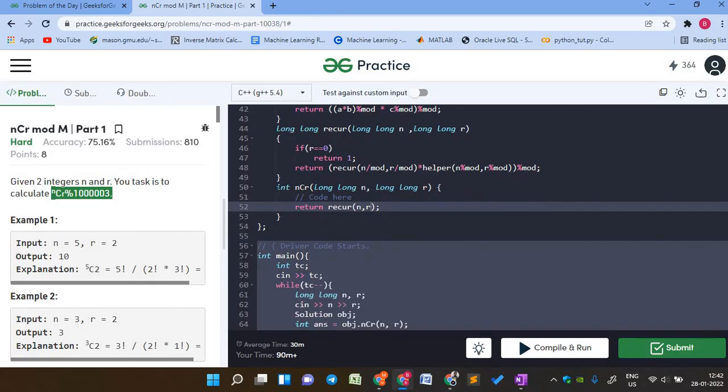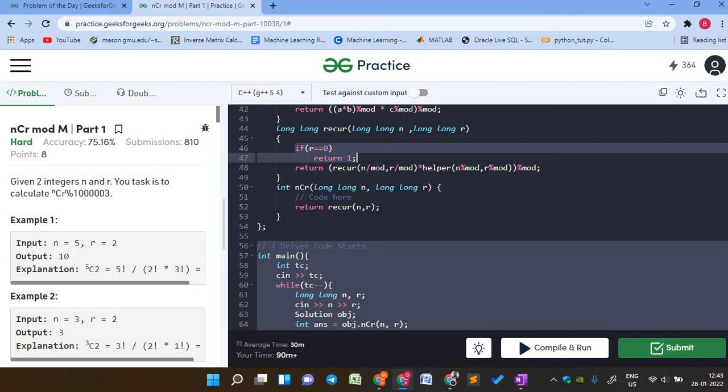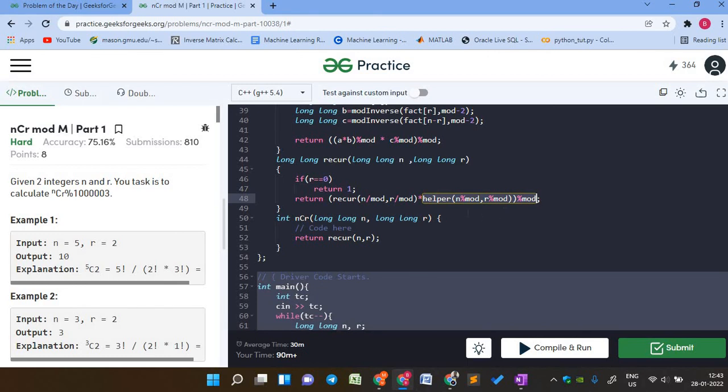Okay, so here we have to find nCr, and we just pass n and r to the recur function. In recur, if r equals 0, then obviously nCr equals 1, because nC0 is always equal to 1, right? This is a property. Otherwise, this is basically the Lucas theorem we are applying. We are solving this problem again for n by mod and r by mod, and we are passing this to the helper function. In this helper function we are calculating the nCr part, the combination part.